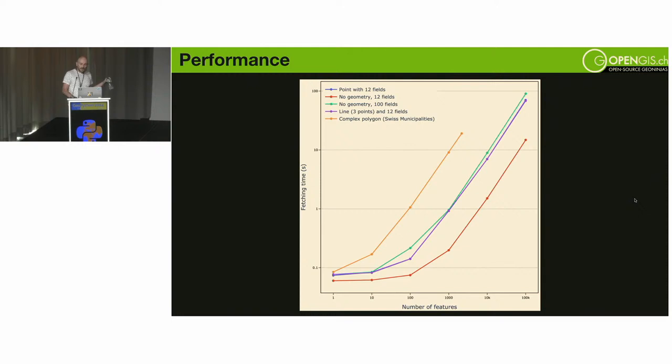Obviously the slowness depends on the complexity of the data, and that's why I've shown these polygons, because they are a bit complex. On this graphic you see the fetching time depending on the number of features, and this line here is the Swiss municipalities. Here you have lines and points, and here you have a no-geometry layer. What is expected is that it's linear, obviously, but if you see here the complex polygon, it's about 10 times slower than a layer without geometry.